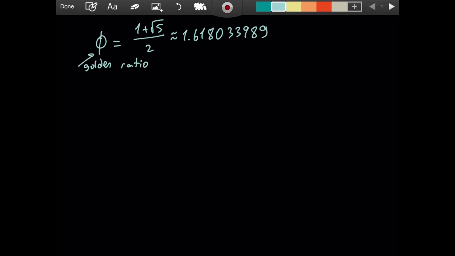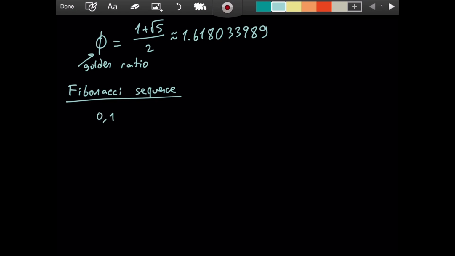And what is Fibonacci? What is the Fibonacci sequence, you might be asking. Let's also discuss that, and let's then show how the two are related. Fibonacci sequence. This sequence starts with 0, 1.